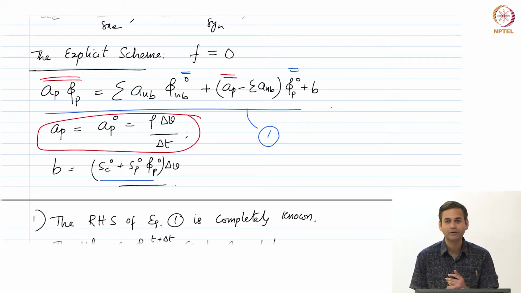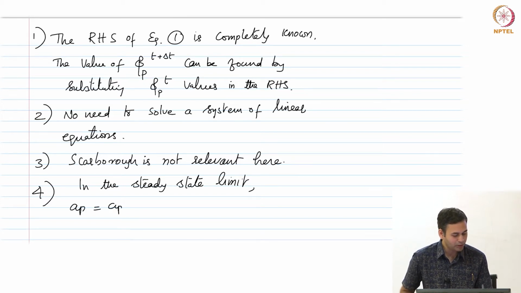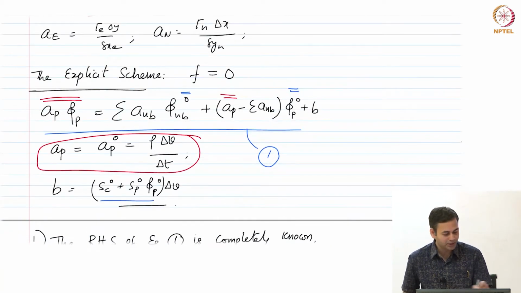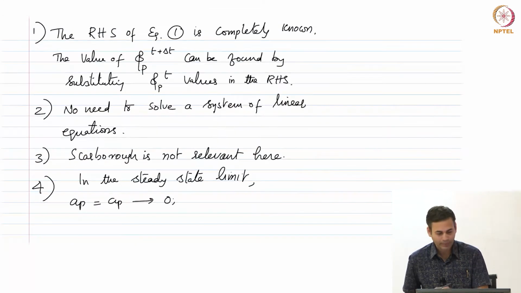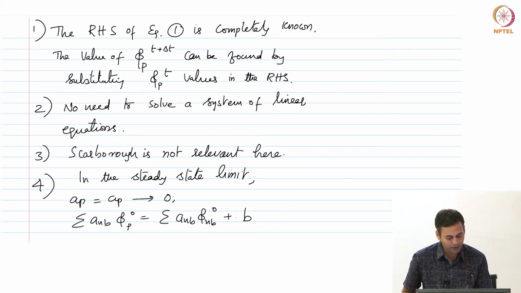This is nothing but your discretized steady state diffusion equation, right. So, essentially we are recovering our steady state equation in the limit of steady state from the equation, okay. That means in the limit of steady state, AP and AP naught both tend to 0. As a result, the equation we get by rearranging these terms is, send this guy to the left hand side, right. So, that would be sigma a and b phi p 0 equals sigma a and b phi and b 0 plus b, right.